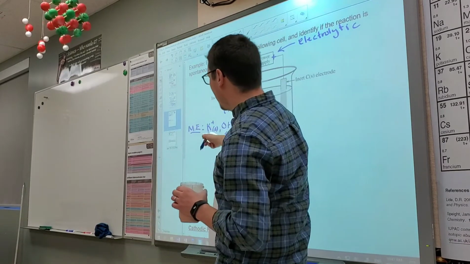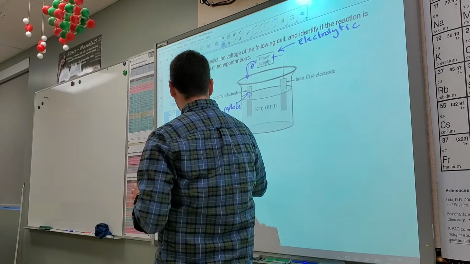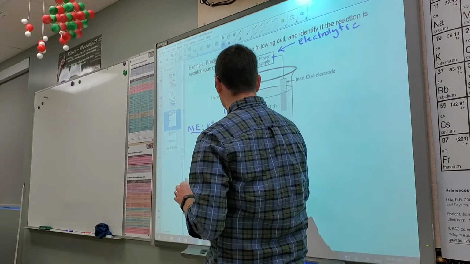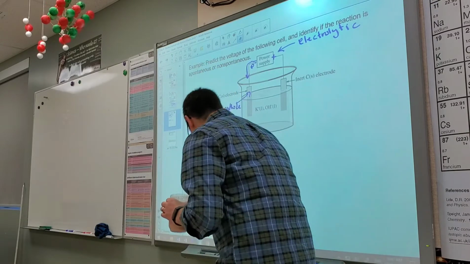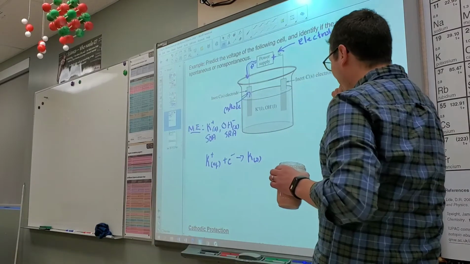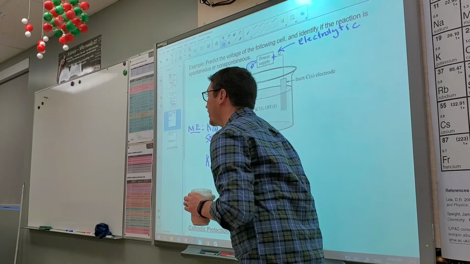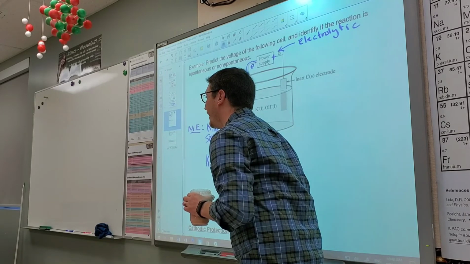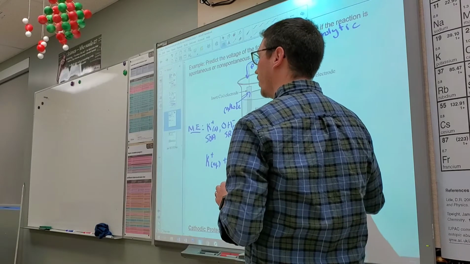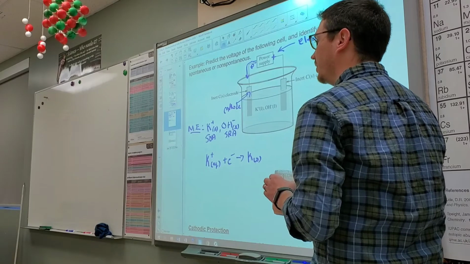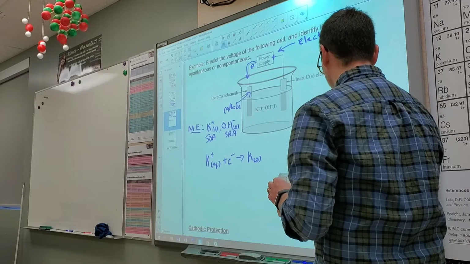So let's identify, at the cathode, K+ is going to receive an electron. It's going to turn into potassium solid. And then at the anode, what is hydroxide going to do? It's O2 gas. 4OH- turns into O2 gas plus 2 H2O, liquid, and it gives off 4 electrons.